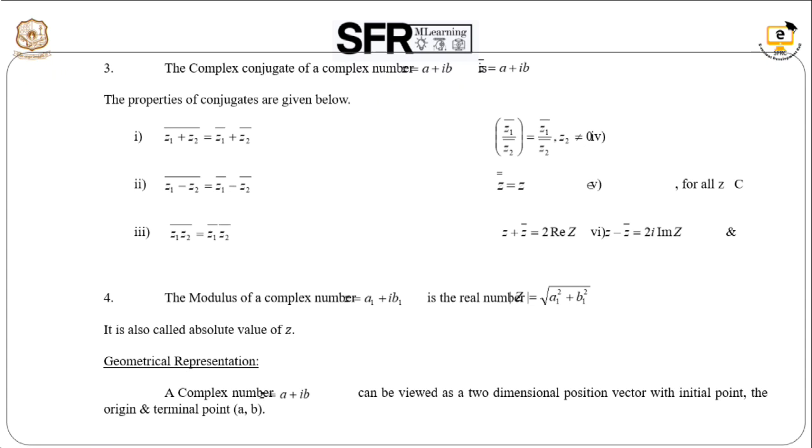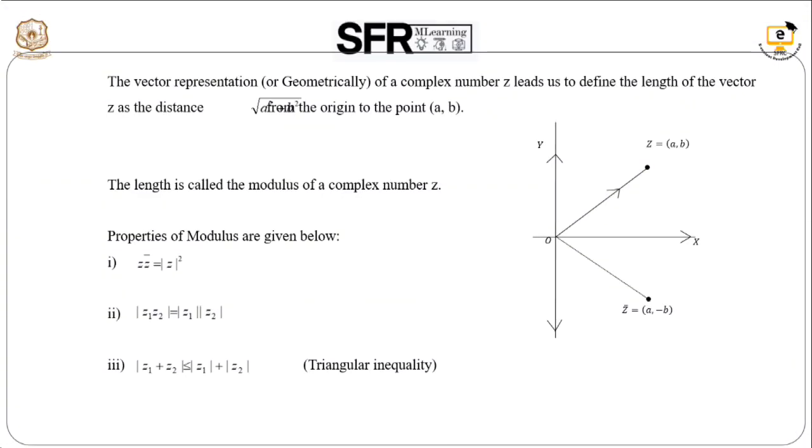Now next, these are the basic properties, and how can we represent a complex number geometrically in the xy plane? Here we can see in the picture, it has 2 points: z in the xy plane, a comma b, and z bar, the conjugate, in the fourth quadrant, a comma minus b, which is just the reflection. And here is the modulus value of the complex number a comma b.